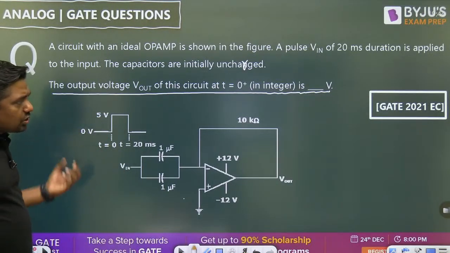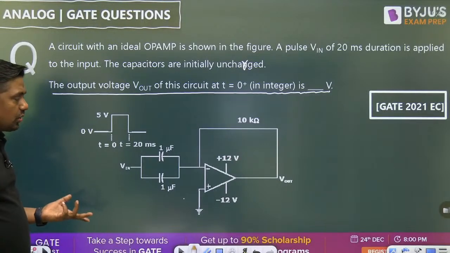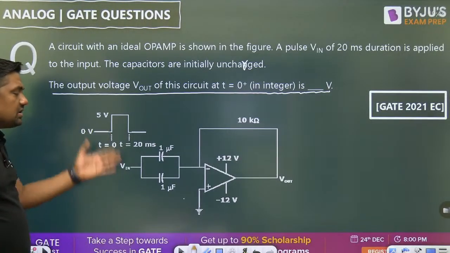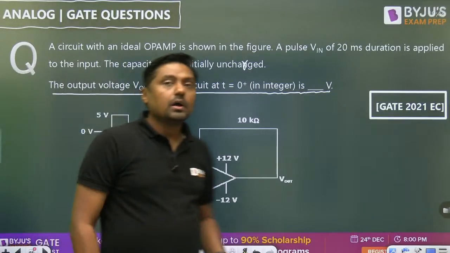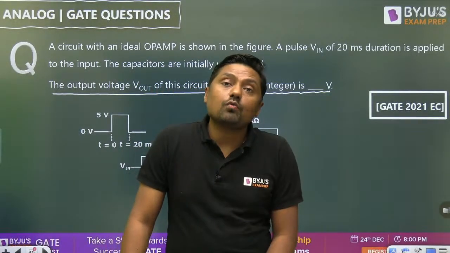Now what is the nature of the capacitor? Try to understand what is the nature of the capacitor. Initially if it is uncharged, then the capacitor, remember, does not allow sudden change of what? Voltage.